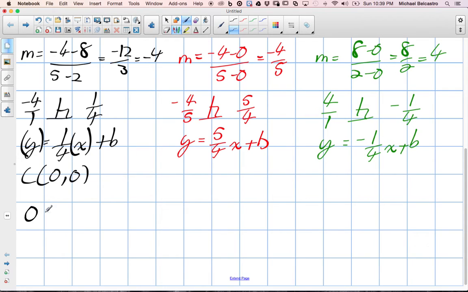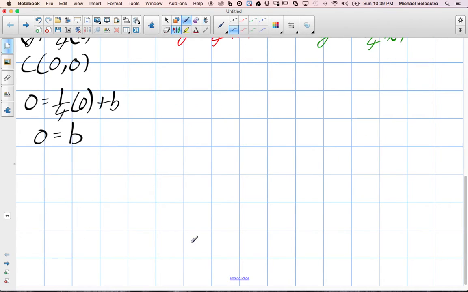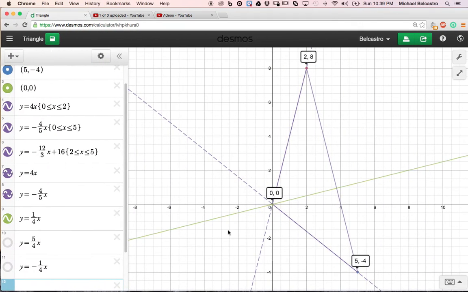In this case, that becomes 0 is equal to 1 over 4 times 0 plus b. 0 being like a black hole, when you multiply, it gobbles everything up. So it ends up we did have the right equation. Our y-intercept actually ended up being 0, so we didn't write anything in. And perfect, it ran right through the opposite side. So here would be the equation of our altitude.